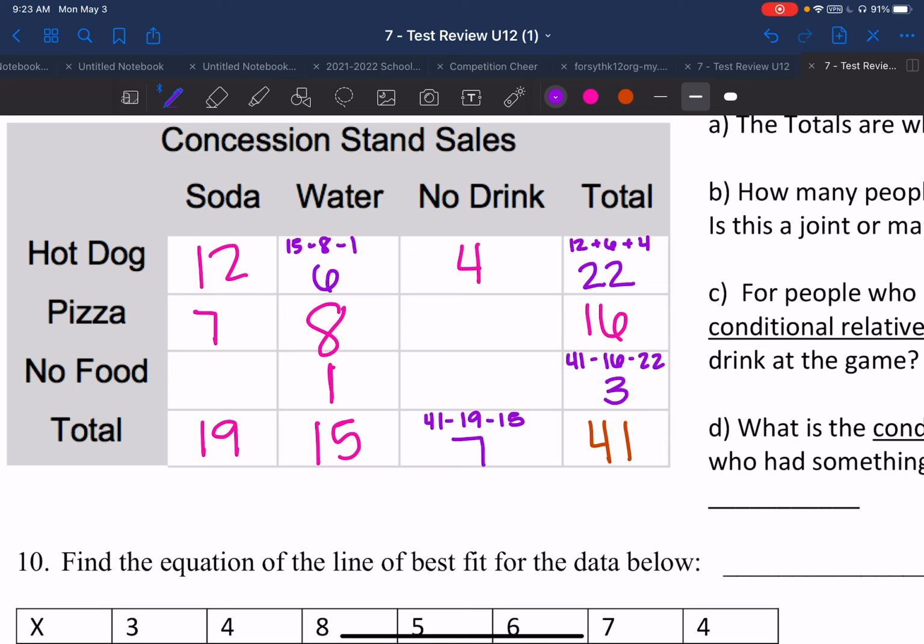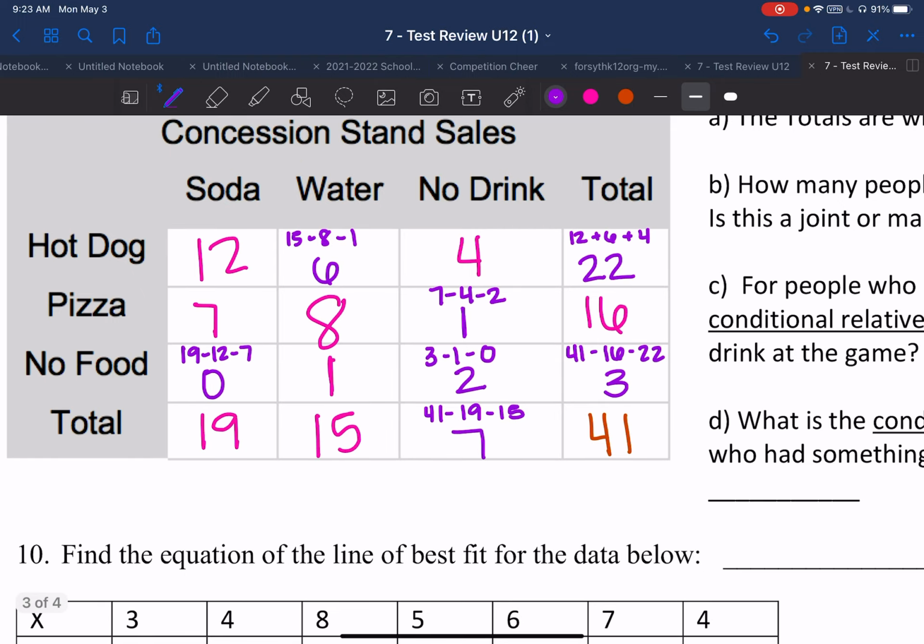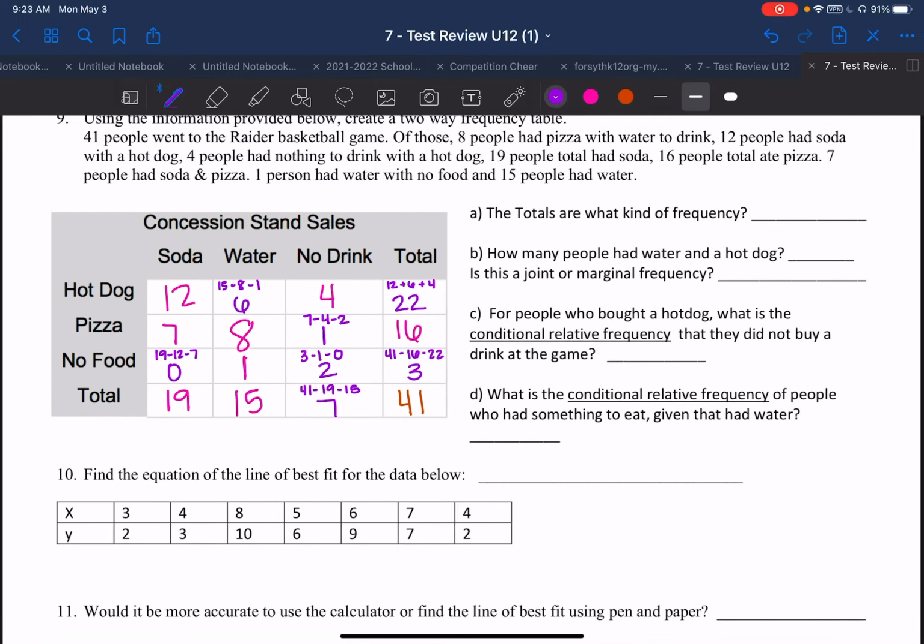Now we can see how many people had soda with no food. We'll take 19 minus 12 minus 7, and that gives me 0. We can see how many people total had no food. We have 3 in total, only 1 person in that column. 3 minus 1 minus 0 gives me 2. And then for pizza, we can take 7 minus 4 minus 2, and that gives me 1. There you go.